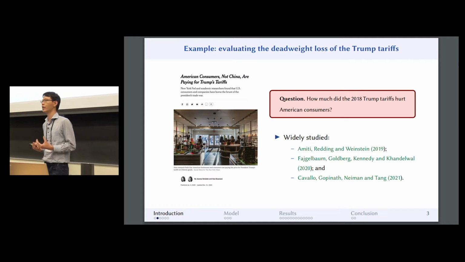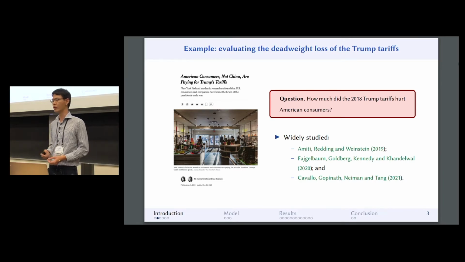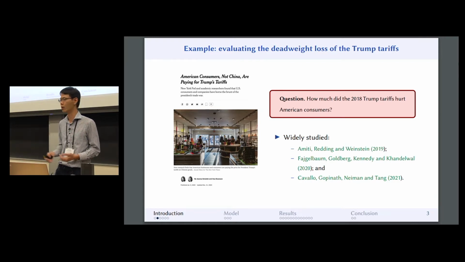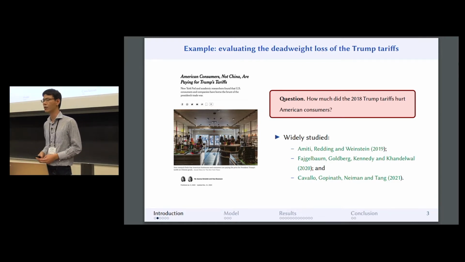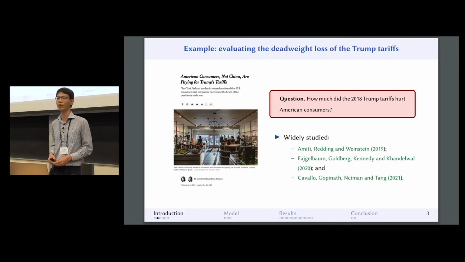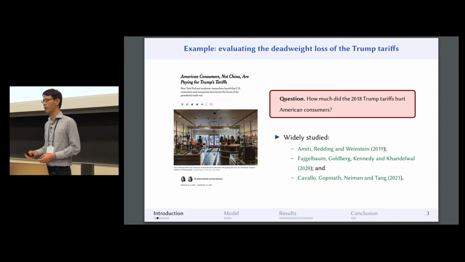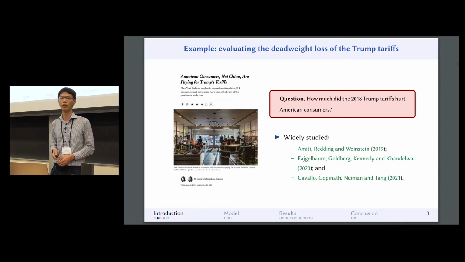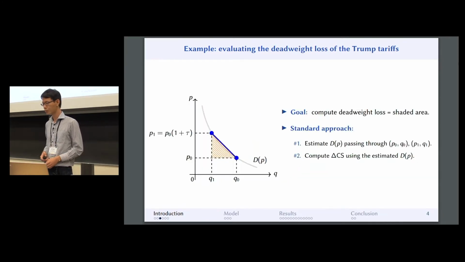I want to argue that not only is this question canonical, it's also relevant for a lot of policy questions. So for example, here's a question about evaluating the deadweight loss of the Trump tariffs. These were a sequence of tariffs implemented throughout the course of 2018. And the question is, how much did the 2018 Trump tariffs hurt American consumers? This is a widely studied question. There's a lot of work that we cite here written about the subject. But this sort of policy question is very related to what we study in the paper.